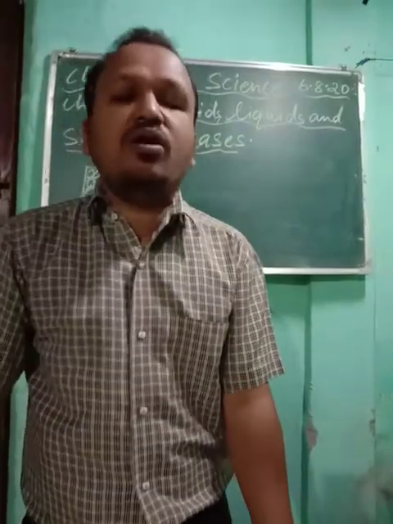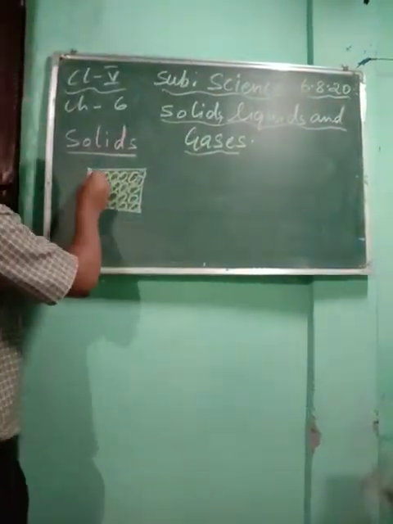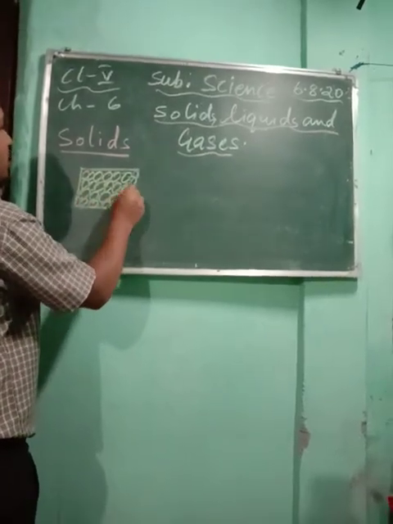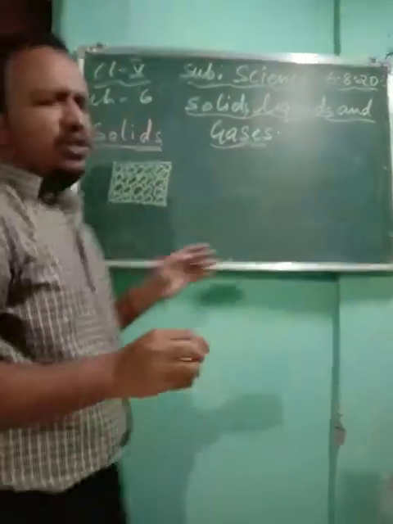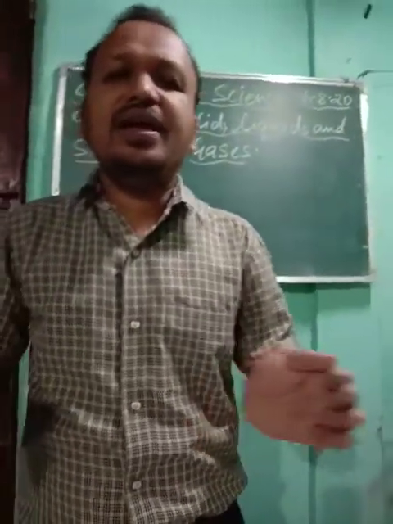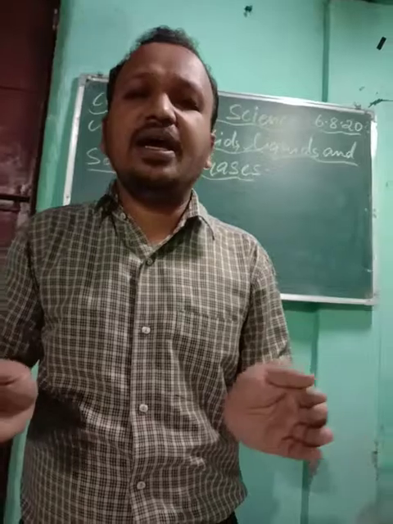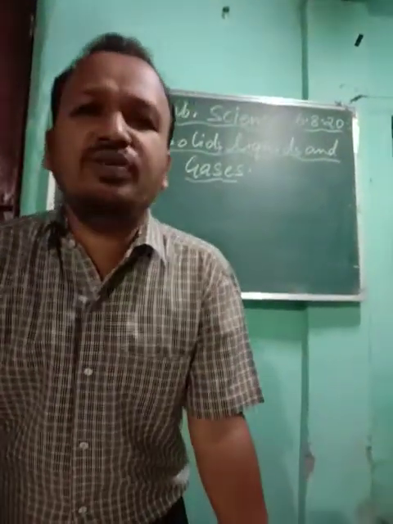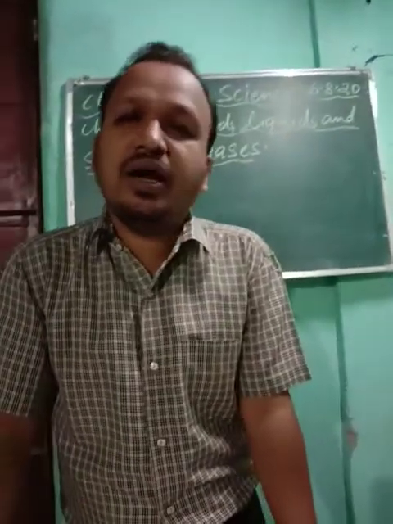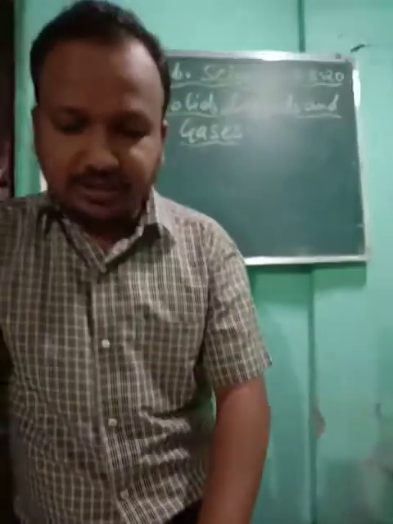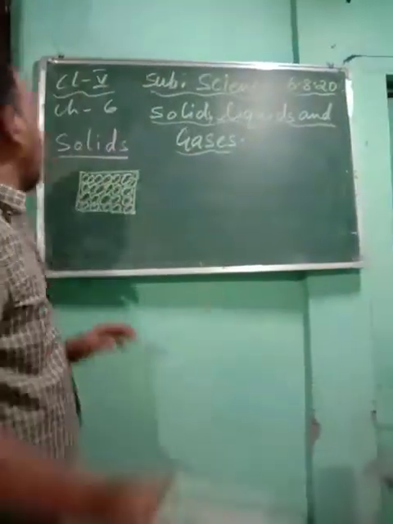And the molecules in a solid are tightly packed. So you see the molecules in a solid are very tightly packed, very close to one another. That is why a solid cannot move easily from one place to another. Okay, so this was about your solids. Now next let's see about liquids.